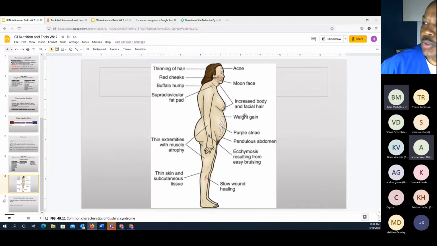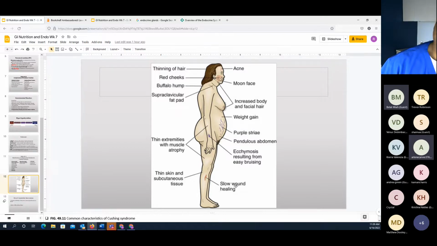These are some of the things that you're going to note: the moon face, the increased body and facial hair, that's that hirsutism, the weight gain, the purple striae, the ecchymosis resulting from easy bruising. Remember those capillaries, because the proteins are being broken down. They have muscular weakness, the skin is thin, and of course the blood vessels are breaking, and so they have the easy bruising. The slow wound healing.